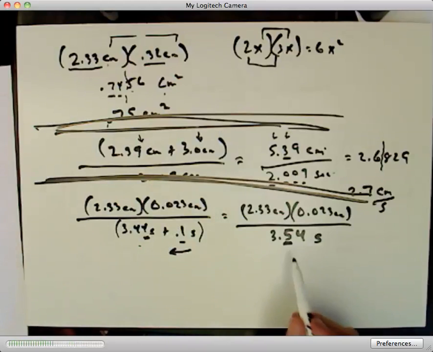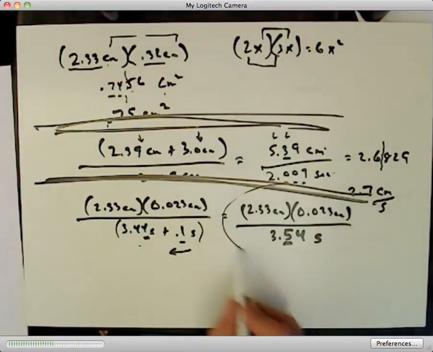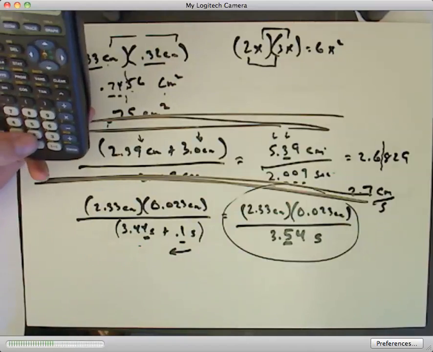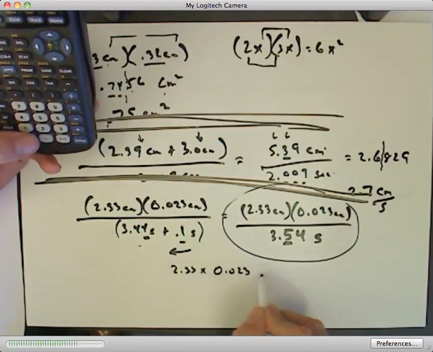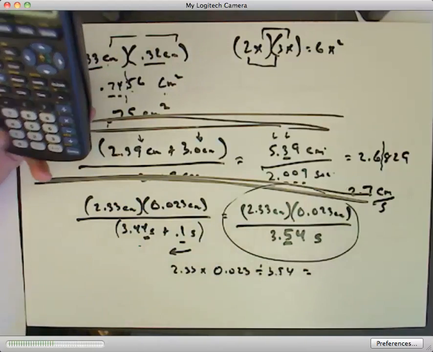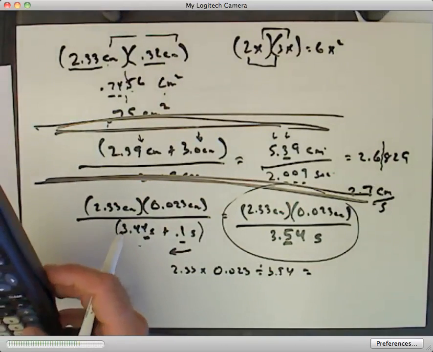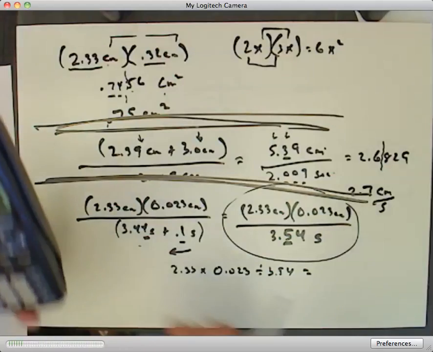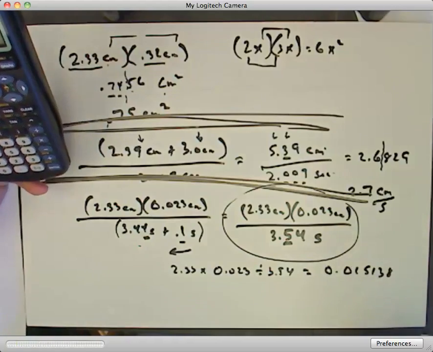So I'll remind myself that this denominator is now 2 sig figs, because I have to switch rules from the adding rule to the dividing and multiplying rule. I can do this all on my calculator in one, because it's all the same rule, in one giant math problem. I would write 2.33 times 0.023 divided by 3.54, then I push equals, and I get it all in one calculation. So let's do that. 2.33 times 0.023 divided by 3.54, and I get 0.015138 and some more digits.